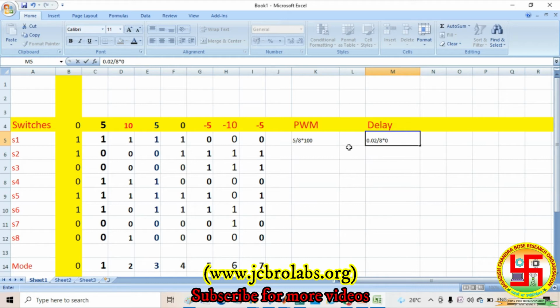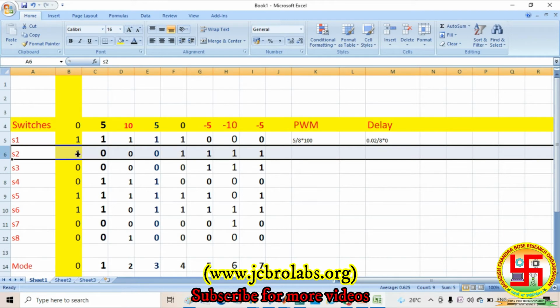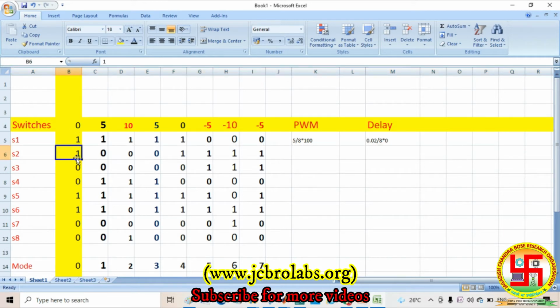So you may get the mode of operation here. The delay will be 0 only. Now you can observe the S2 switch is turned on. Initially at 0, S2 also turns on, later it turns off. Again from 0 to the negative cycle, for the entire negative cycle, the S2 switch will be turned on. So in this case, we need to take the two pulse widths.